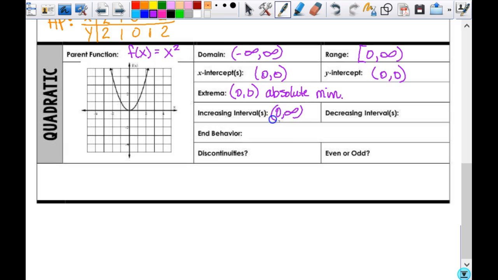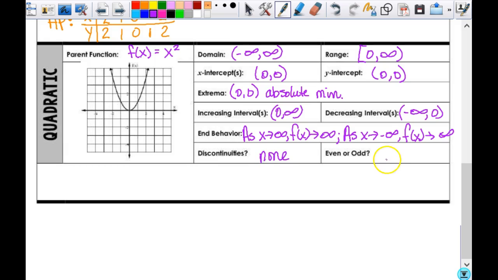0 to infinity. Decreasing? Yes, negative infinity to 0. In behavior, as x approaches infinity, f of x approaches infinity. And then as x approaches negative infinity, f of x approaches infinity. No discontinuities. And is it even, odd, or neither?